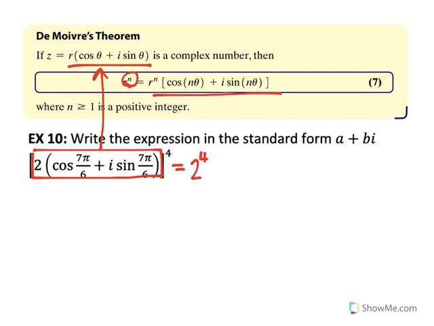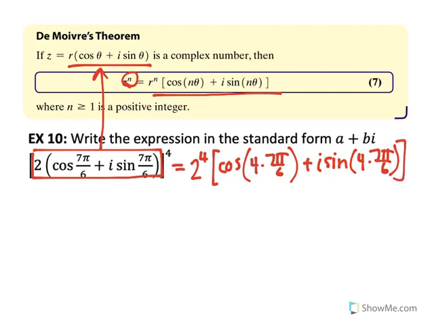So I'm just going to rewrite this piece. I'll rewrite it as 2 to the 4th times cosine of, oh, I guess I could put n first, it doesn't matter, it's multiplication. My n is 4 times 7 pi over 6 plus i sine of 4 times 7 pi over 6. And then I'll just go ahead and simplify that. 2 to the 4th is 16. Cosine of 4 times 7 pi over 6 reduces to 14 pi over 3.